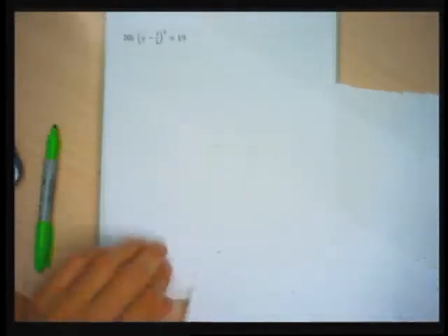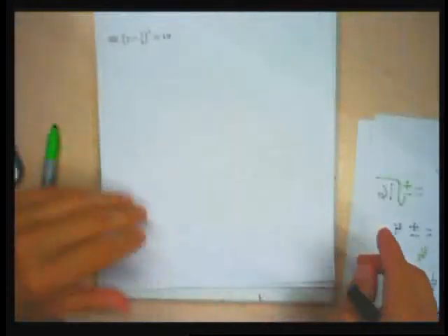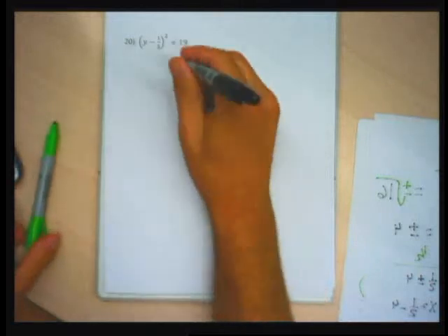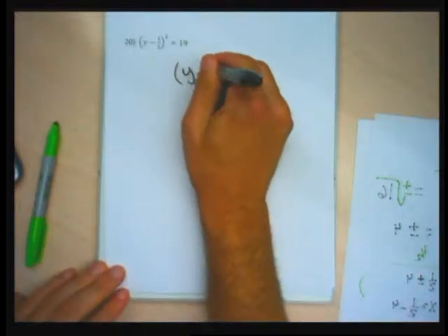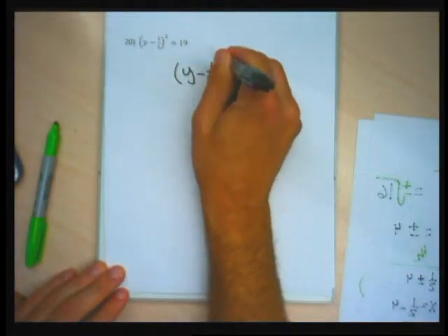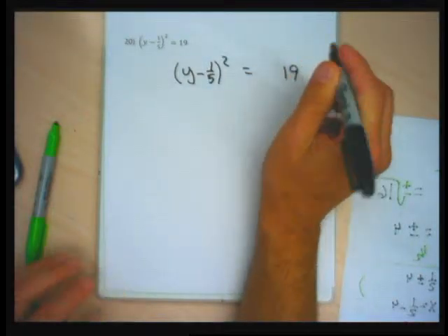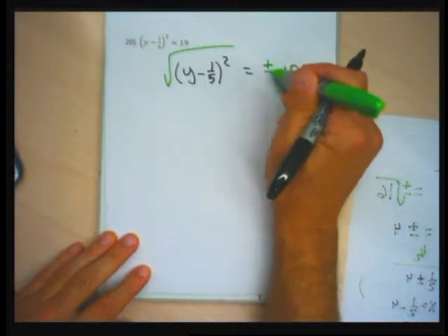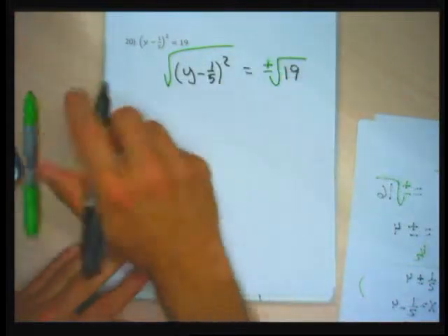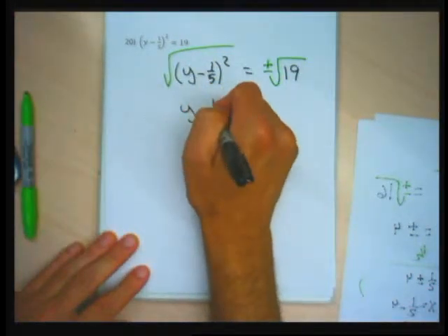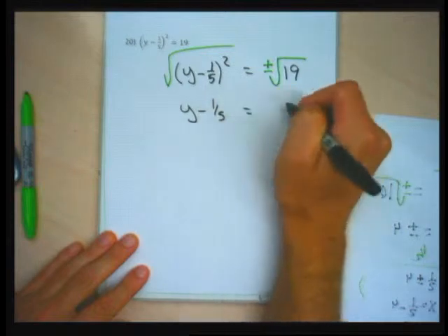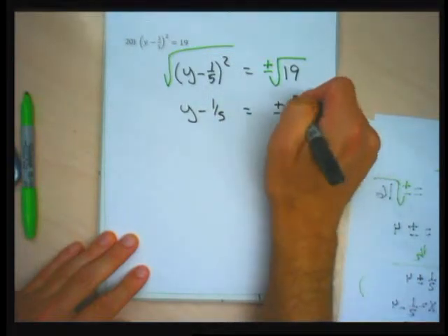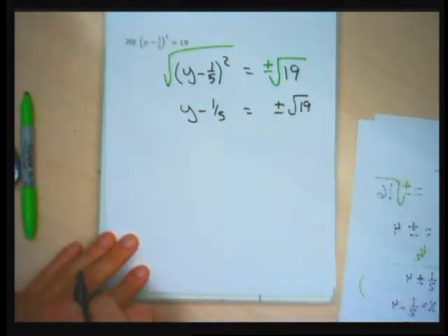Last one in the first grouping of problems, really, really unpleasant problem in terms of checking. So I'm going to go square root plus or minus square root. Left side gives me y minus 1/5. The right side, if you try to reduce the square root of 19 on your calculator, it's not going to reduce.